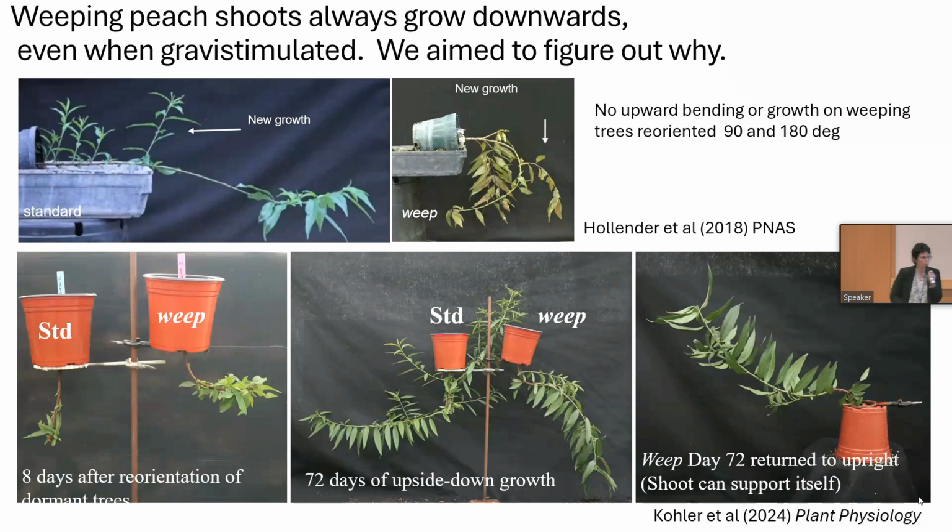And if you flip it over, and this actually was more insightful than we realized at first, it's frozen. So this weeping phenotype, it's stiff. So when we're able to flip the trees back over, they held in that position.